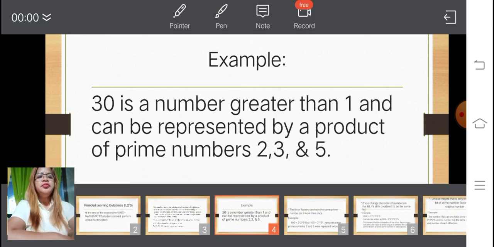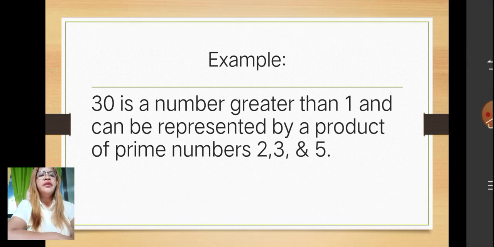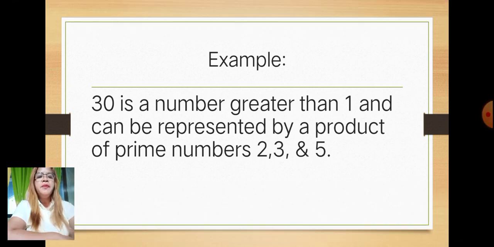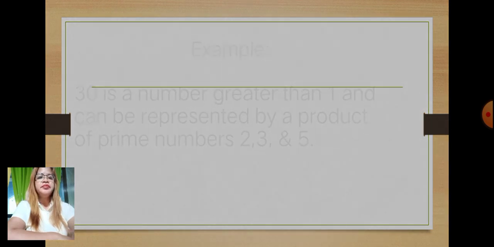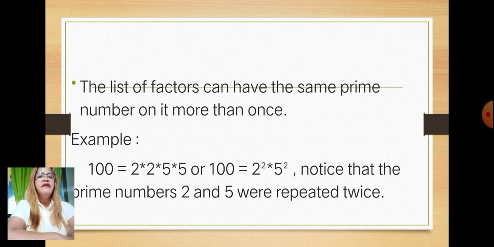Example, 30 is a number greater than 1 and can be represented by a product of prime numbers such as 2, 3, and 5. The list of factors can have the same prime number in it more than once. Example, 100 is equal to 2 times 2 times 5 times 5, or 100 is equal to the square of 2 and the square of 5. Notice that the prime numbers 2 and 5 were repeated twice.